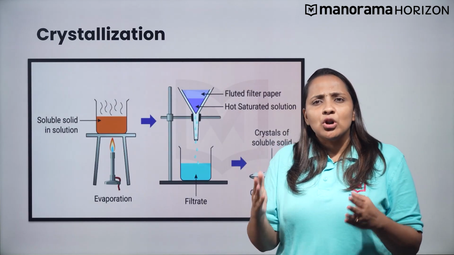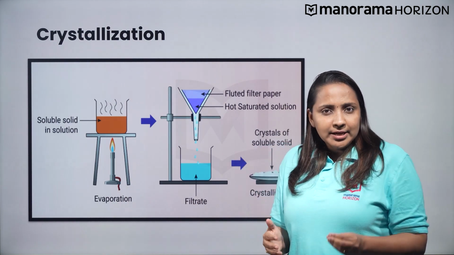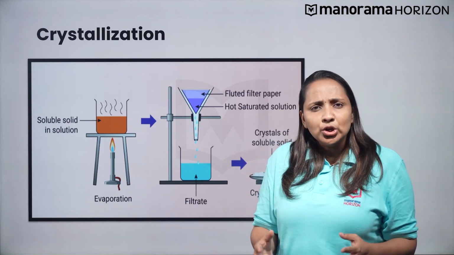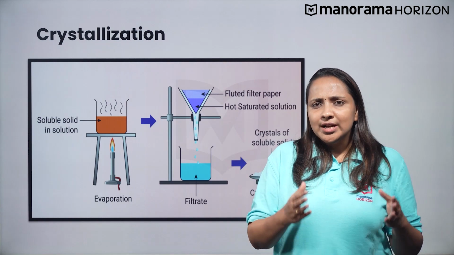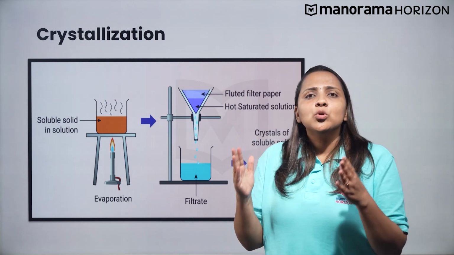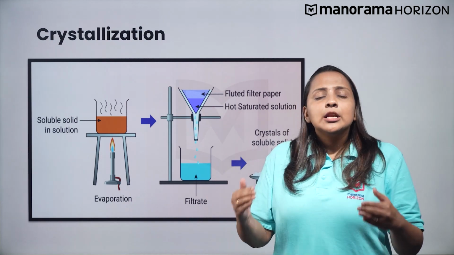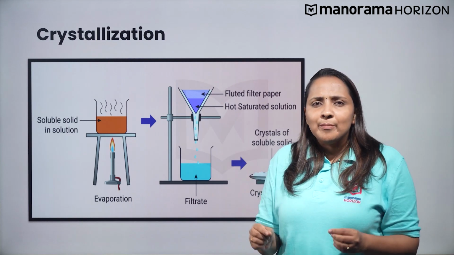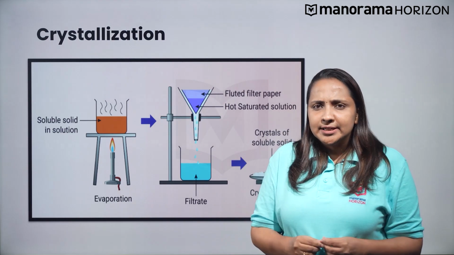Here, the impure compound is dissolved in a solvent in which it is sparingly soluble at room temperature but appreciably soluble at higher temperature. The solution is concentrated to get a nearly saturated solution and filtered. And on cooling the solution, pure compound crystallizes out. Repeated crystallization becomes necessary for the purification of compounds containing impurities of comparable solubilities.